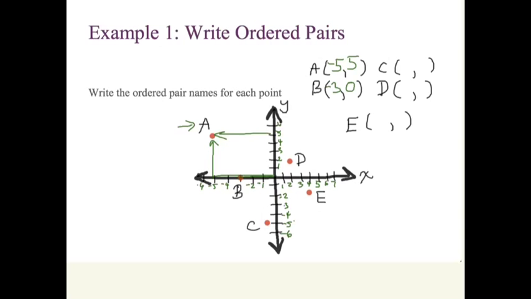In C, we go out to -1, it looks like, and then we go down to -5. So this point is (-1, -5). In D, we go out to +2, up to 2. So D is (2, 2). Finally, with E, we go out to +4, but down to, well, that's just terrible. I'm going to go with about -1.5. So that is (4, -1.5).